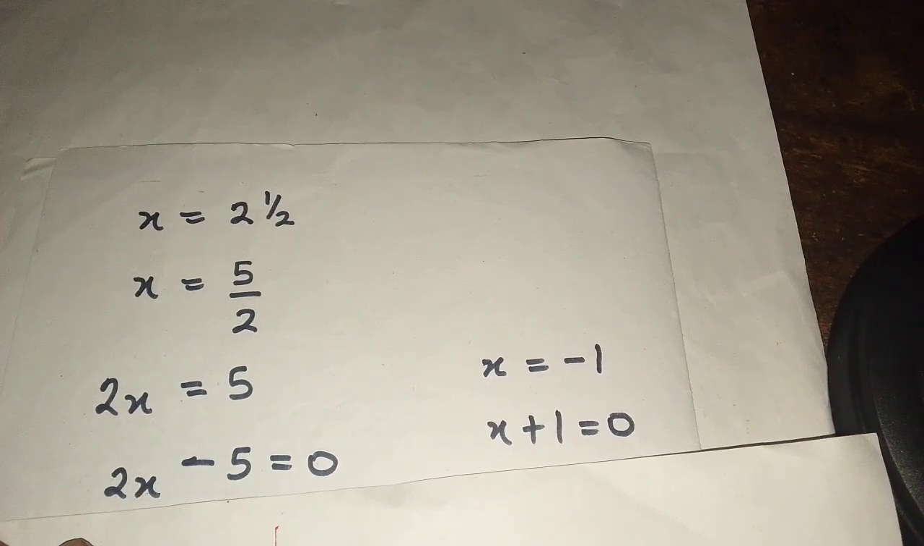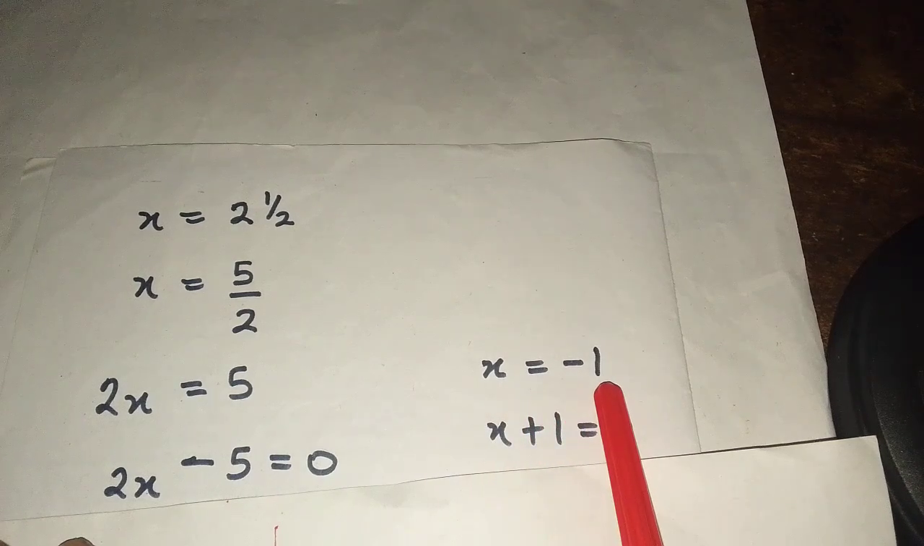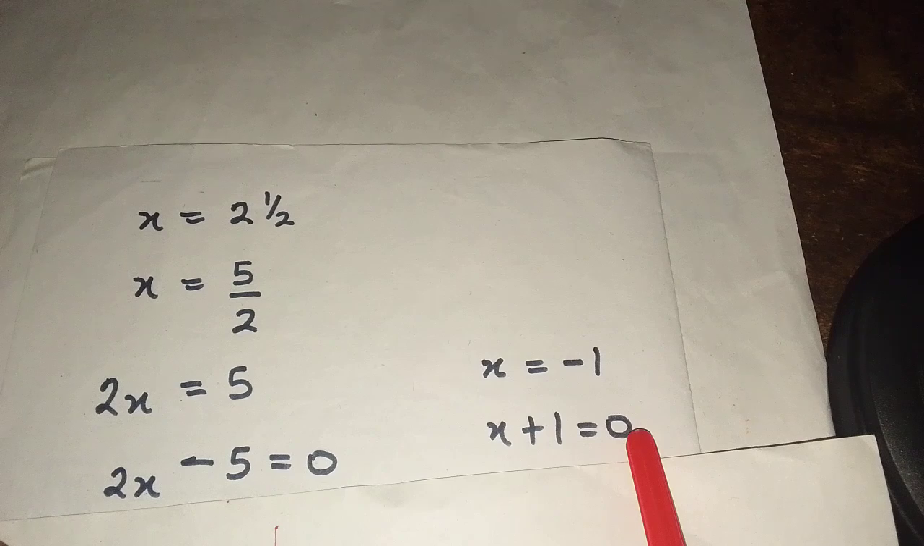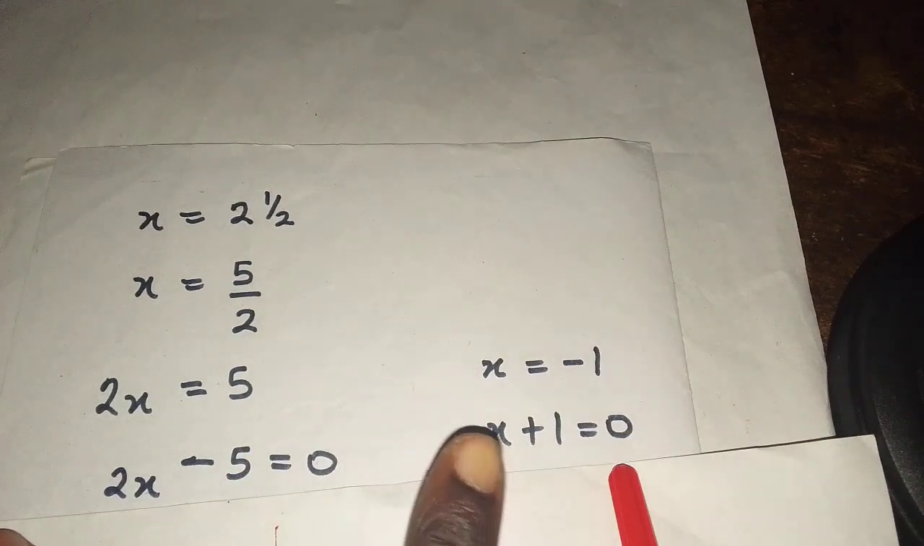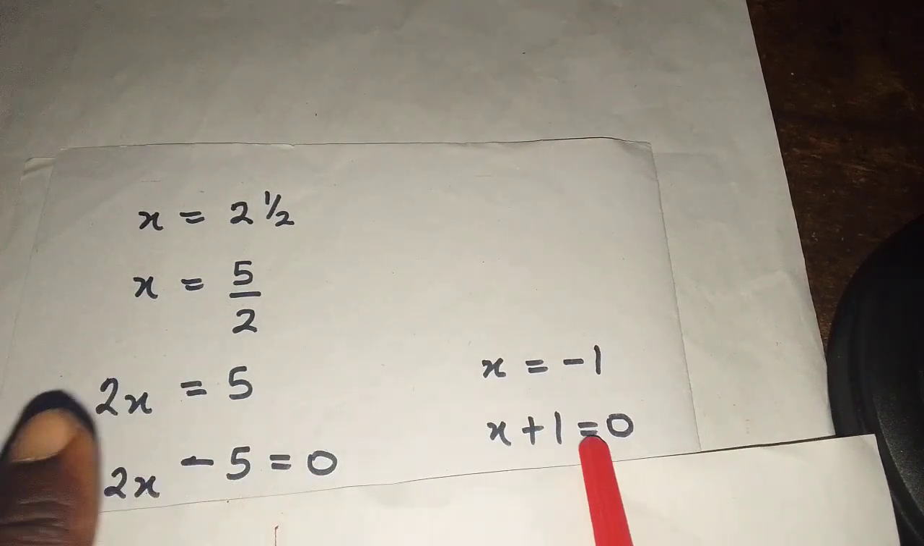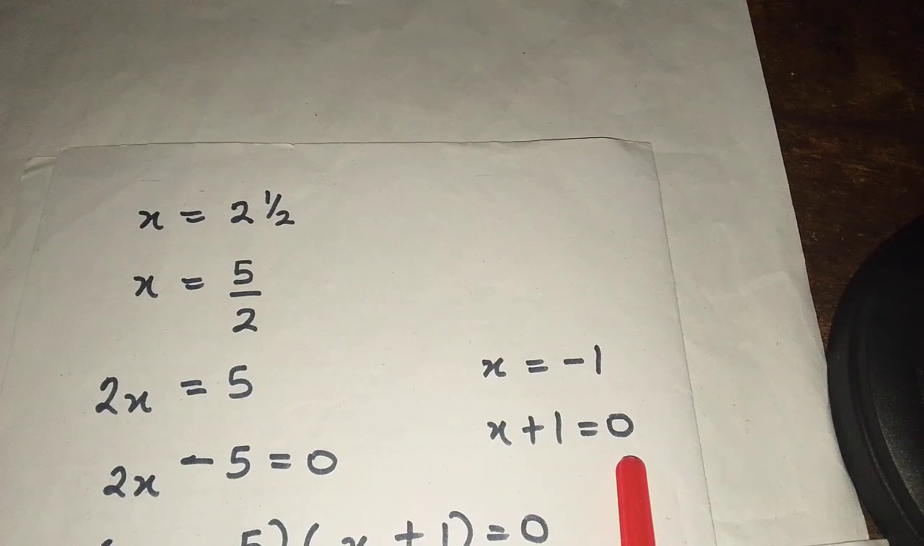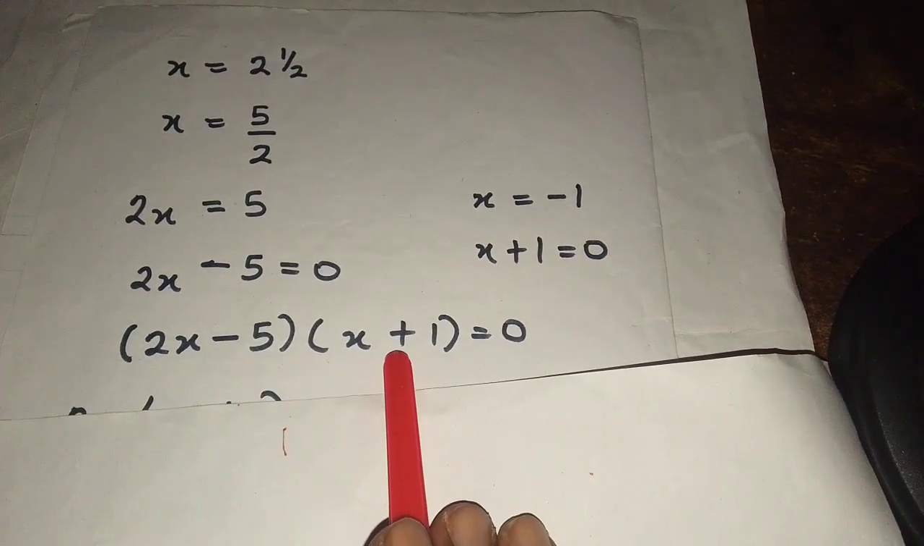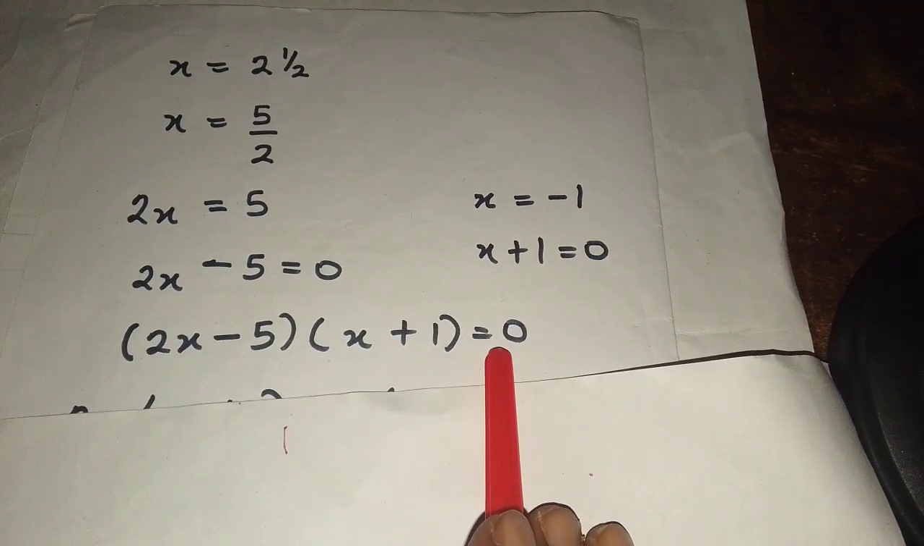Then the other one is saying that x is equal to -1. So let us make this also a factor. This -1 here, when it crosses the equality sign, it will now turn to plus. So that means x plus 1 is equal to 0. So these are the two factors of the equation. Let's bring them together. We now have 2x minus 5 times x plus 1 is equal to 0.